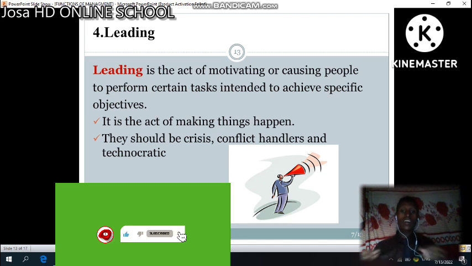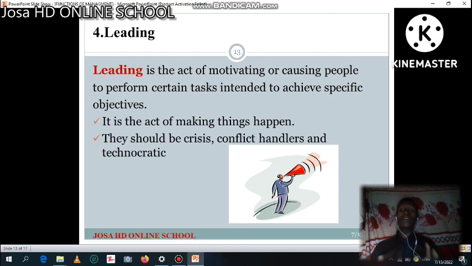Leading is the act of motivating or causing people to perform certain tasks intended to achieve a specific objective. Leading means the act of making things happen. For something to happen, leading must be applied. Leaders should be crisis and conflict handlers, and also technocratic.